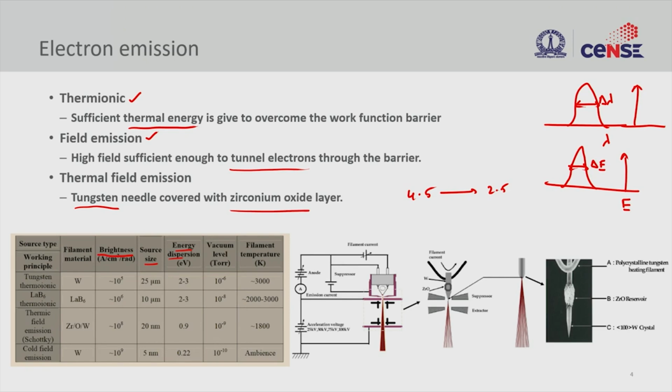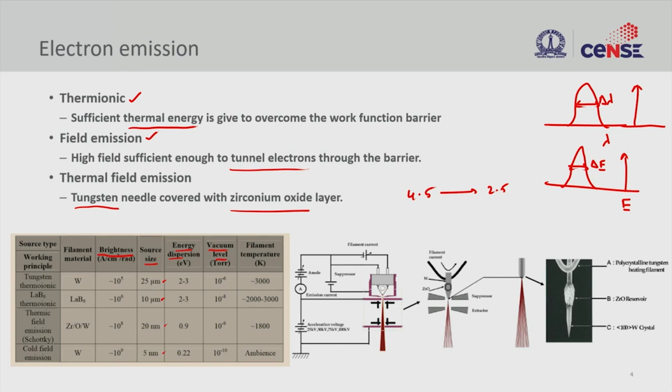And then the brightness is how many electrons you can extract out, and the size is also important. The finer your beam, the finer your structures are going to be. Based on the type of source, this size could vary. And the other important thing is the vacuum required. Unlike optical lithography, you cannot use an electron beam at atmospheric pressure. So you need to go to low pressure. That is again a constraint.